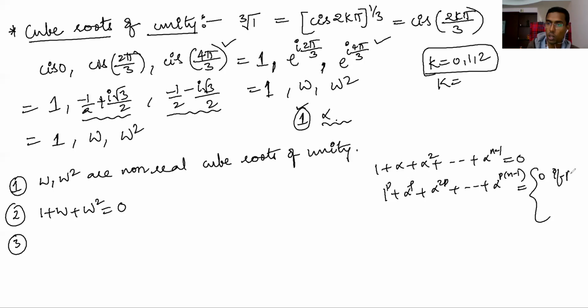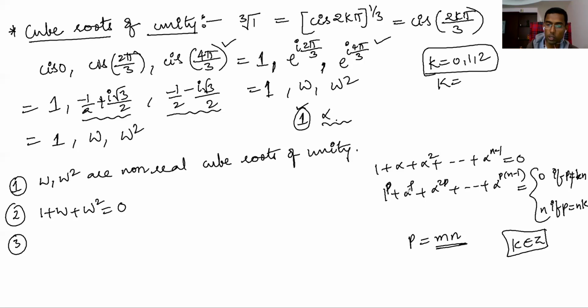You see, if p is not a multiple of n, the sum is 0. If p is a multiple of n, that means p equals a multiple of n. You can write p as kn, where k is an integer. That's all.